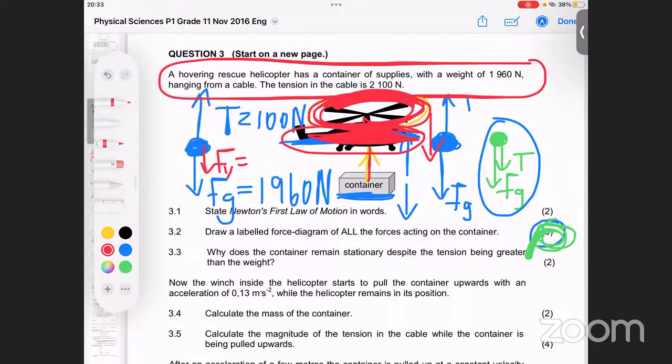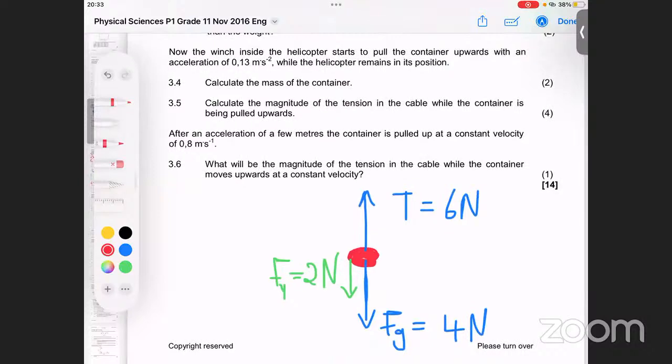So that is why when you draw that labeled free body diagram, it might be best to say, okay, if this is my container, all the forces that are acting below, it's only one, which is Fg. And then I also have the tension in that direction.